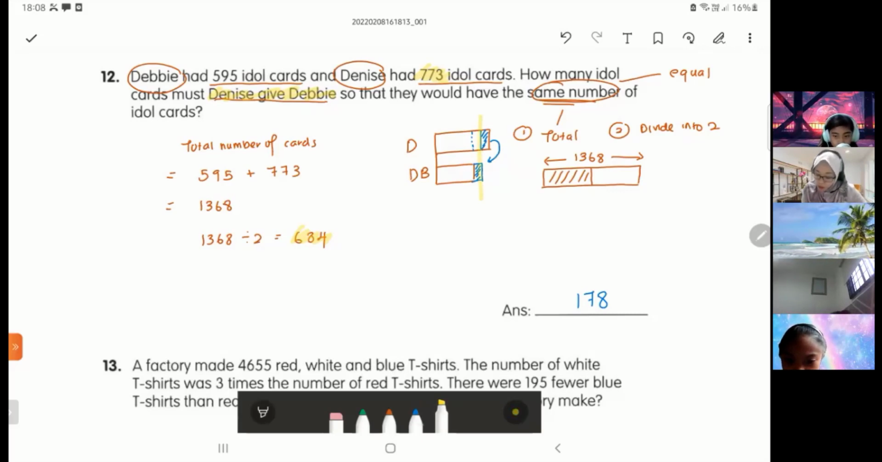So I want to know that. I want to give away. Give away means move it, take it away and give it to Debbie. Move it, take it, give it means minus. Okay, 773 minus 684. When you minus, you are going to get... I minus first. I didn't minus.